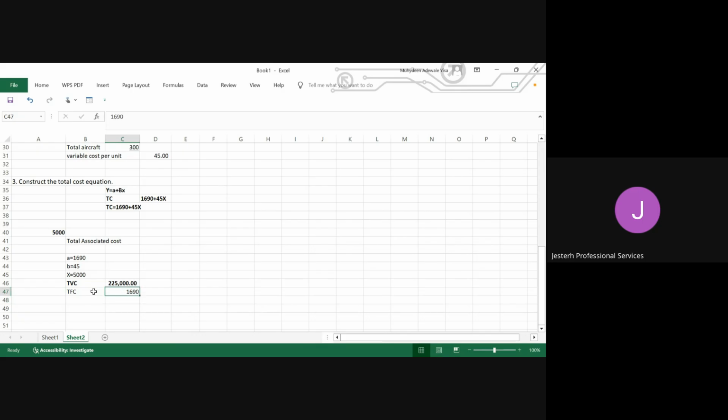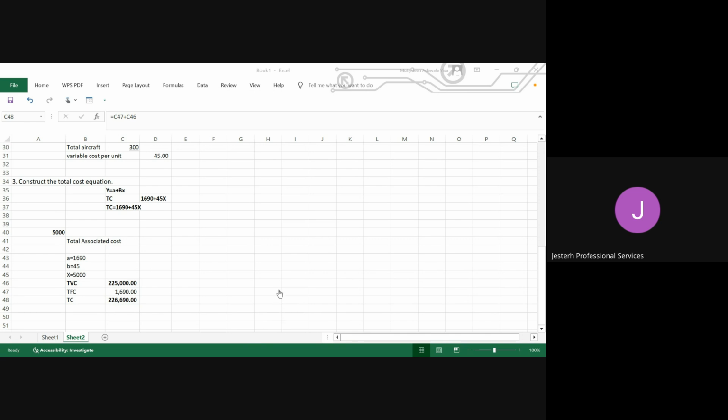Now our total fixed cost, we already know it, so we are utilizing it based on the cost function. It is 1,690. What we are looking for is total cost. Very simple: fixed cost plus total variable cost. Now we arrive at our total cost if the organization decided to render service for 5,000 aircraft in future. I want to believe that we are able to get this explanation one after the other.